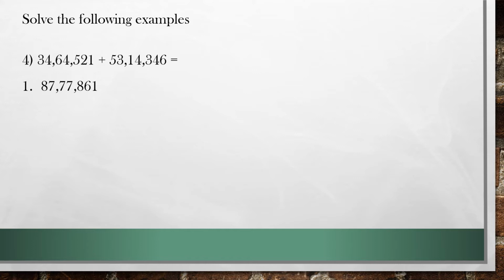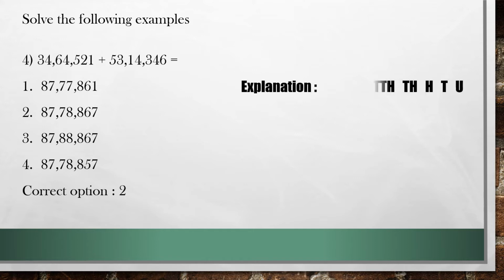The options that are given to us are 87,77,861, 87,78,867, 87,88,867, 87,78,857. Okay, so let us see the correct answer. First, let us see how we are going to solve this. First, I'm writing down all the digits that are there properly, one below the other.